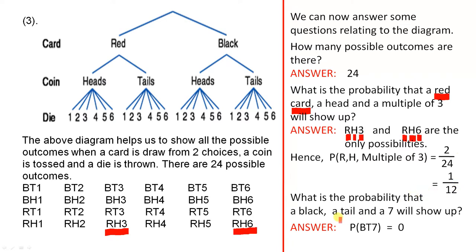What is the probability that a black, a tail, and a 7 will show up? Okay, now the answer of B, T, 7 is 0, because a die does not have a 7. So you cannot have those 3 showing up. That's why the answer is 0 for the probability, which means it's impossible.